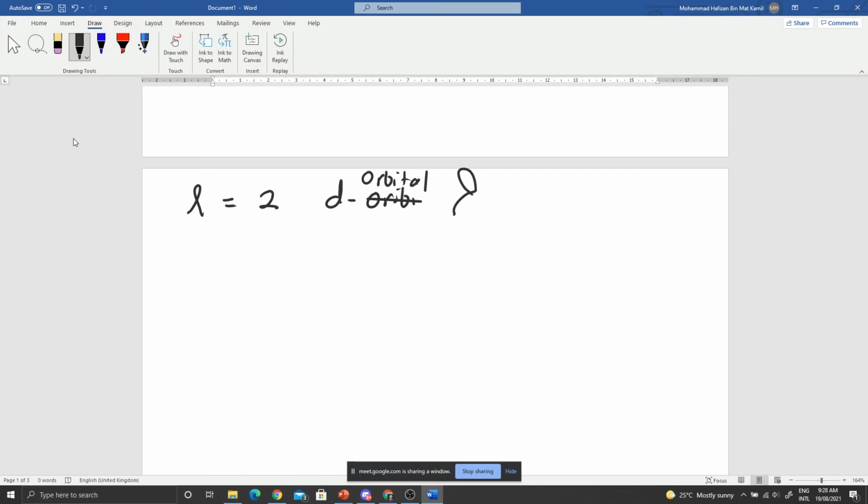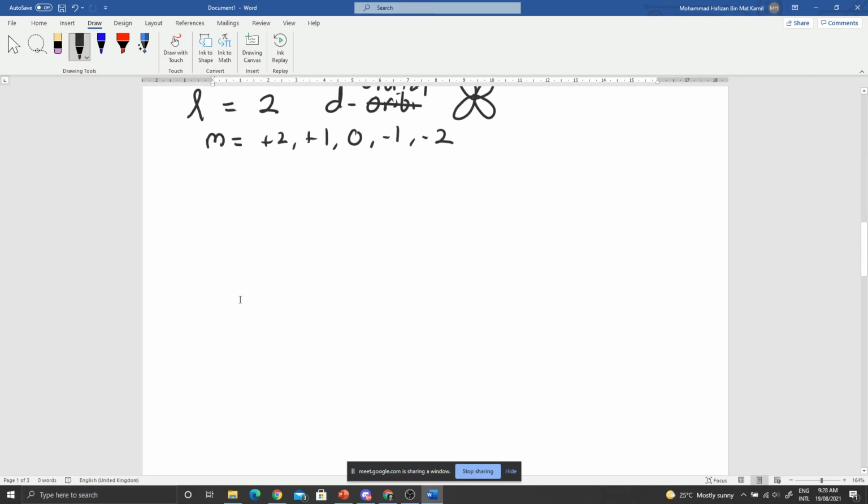So dia macam bentuk macam ni lah, basically, with the exception of 1. So d, m value dia tadi ada 5 kan? So we have plus 2, plus 1, 0, negative 1 and negative 2. Alright, so we have 5 orientation. So we need to draw 5 axes dulu lah. So the first thing, you always draw the axis dulu.